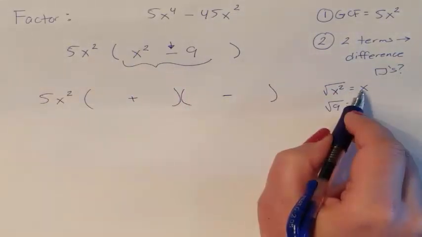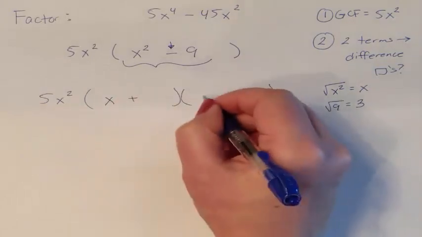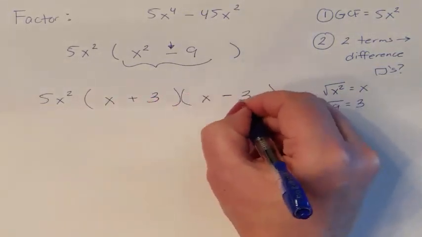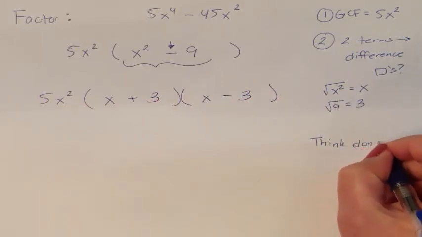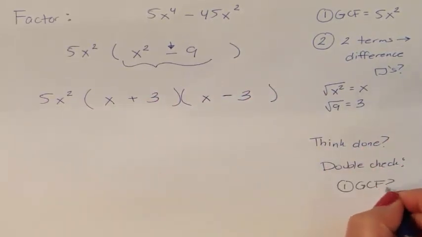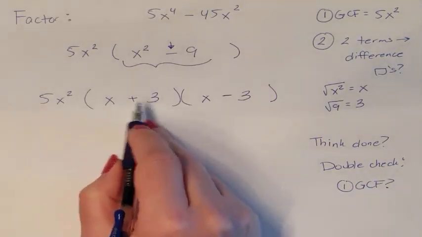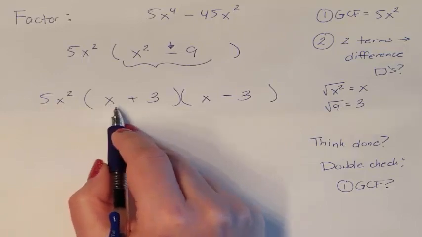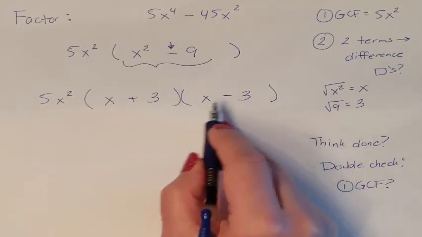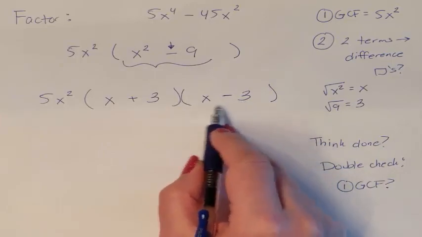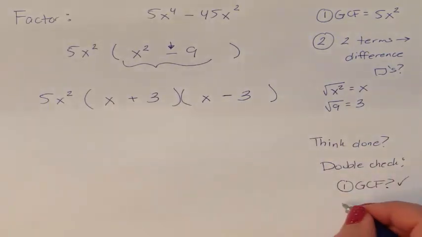My x squared gave me my x, so my x's are in the front. My 9 gave me my 3, so my 3s are in the back. Now I think I'm done. So I need to double check. Did I miss a GCF? x and 3. I can't divide x and 3 by the same number or variable, so no GCF there. x and -3. Can I divide those by the same number or variable? Nope, so no GCF there. So I have no hidden GCFs.